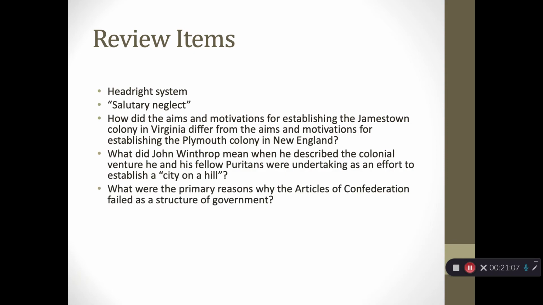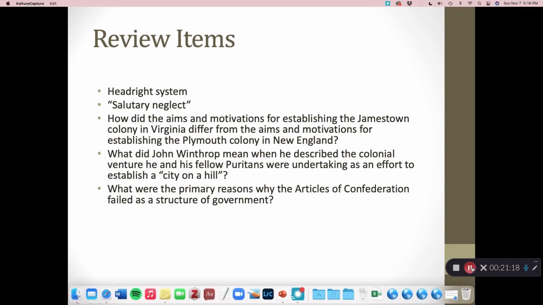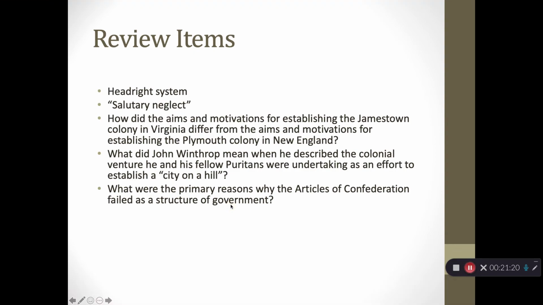The last item that we have to talk about is the essay question: what were the primary reasons why the Articles of Confederation failed as a structure of government? So in answering this question about the reasons why the Articles of Confederation failed as a structure of government, it's important, first of all, to know what the Articles of Confederation are. And the Articles of Confederation are the original constitution that the United States had before the constitution that's still being used and still being amended was written and ratified.